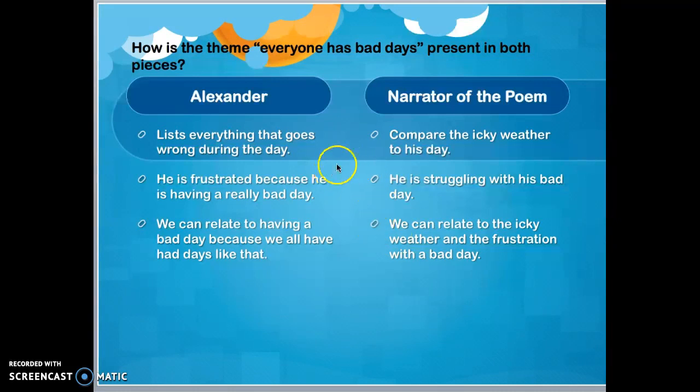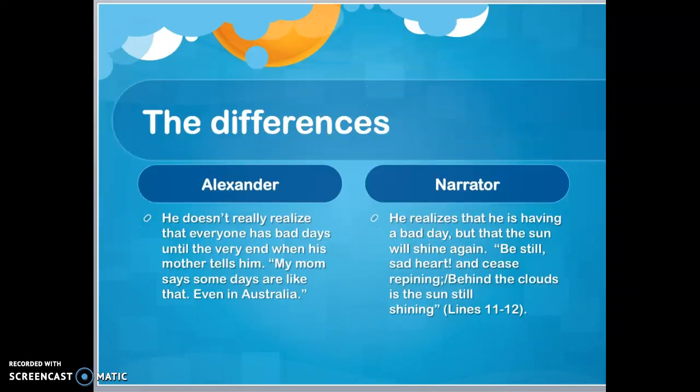So we can see that although Alexander is listing everything that goes wrong, the narrator of the poem is just comparing his day to the icky weather. That's kind of a list of things that are happening. Both of them are struggling with the bad day. They're both kind of frustrated. And we can relate to both situations because we've all had just gloomy days in our lives, and that's just the way it is. We can look at some differences as well.